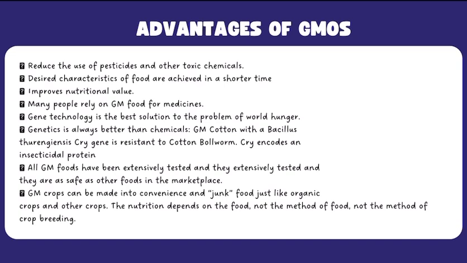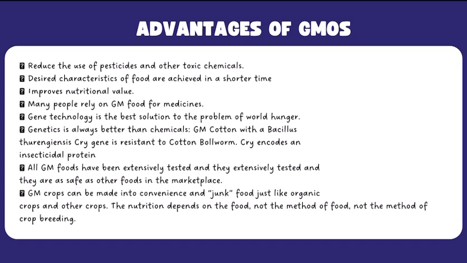GM cotton with the Bacillus thuringiensis Cry gene is resistant to cotton bollworm. Cry encodes an insecticidal protein. Number 7. All GM foods have been extensively tested and they are as safe as other foods in the marketplace.